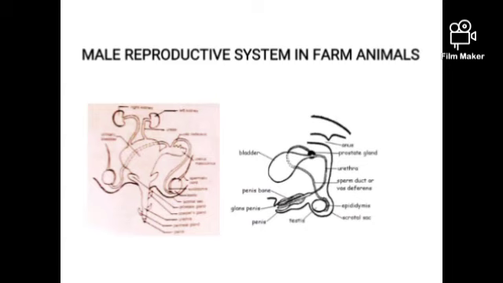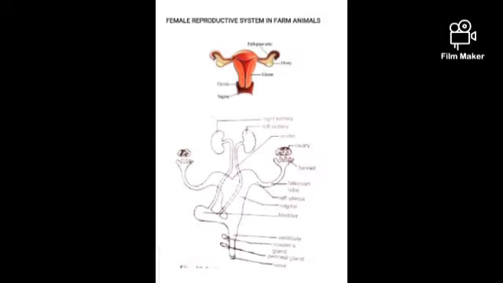In the diagram, you can also see the spermatic cord. The work of the spermatic cord is to supply nutrients and oxygen to the testes. It is located along the urethra.